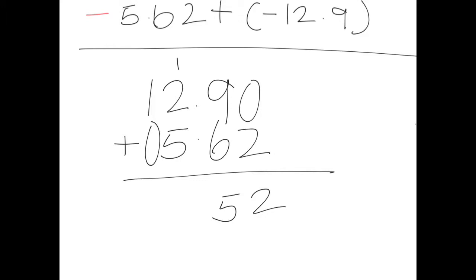5 plus 2 is 7 plus 1 is 8. 1 plus 0 is 1. So your answer is 1852. But you have to add them negative, so it's negative 18.52.